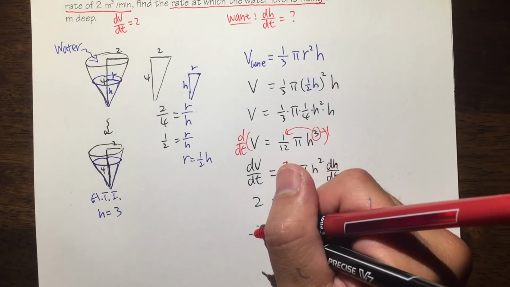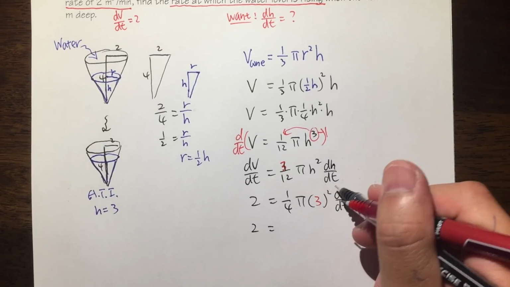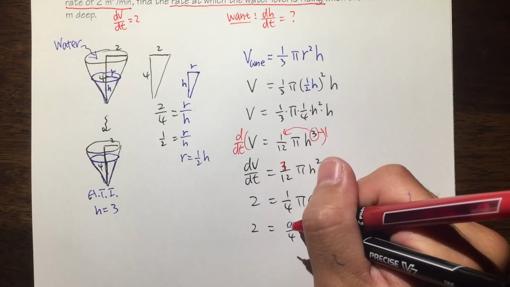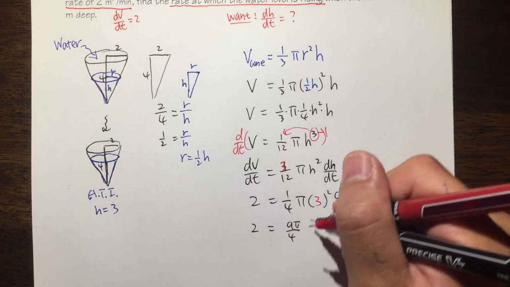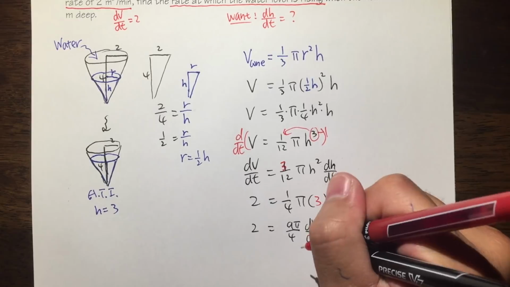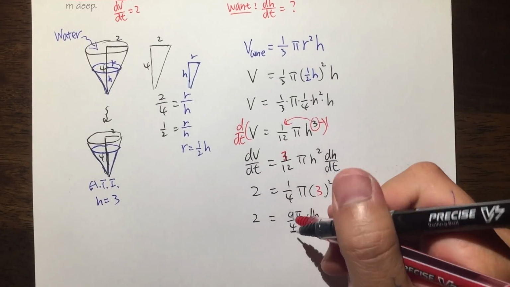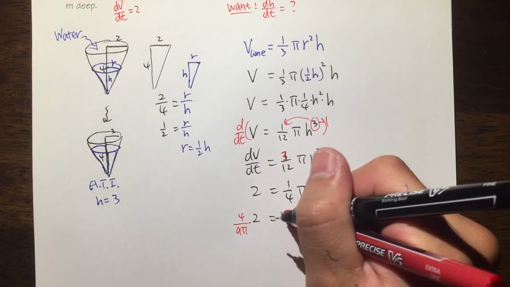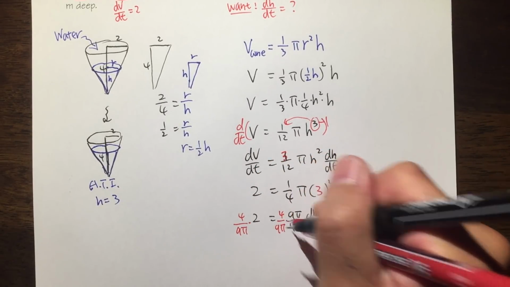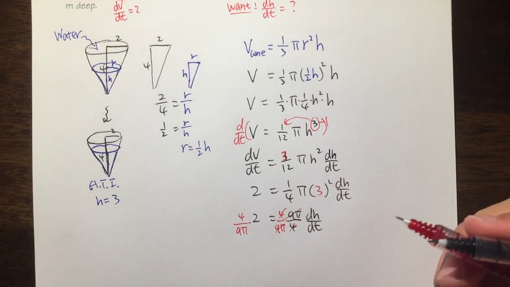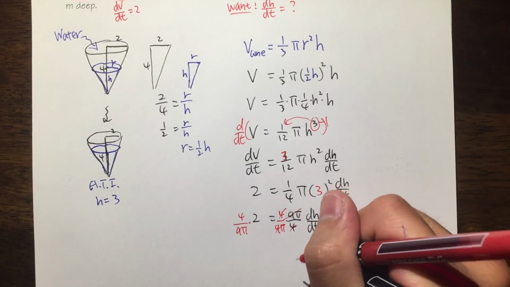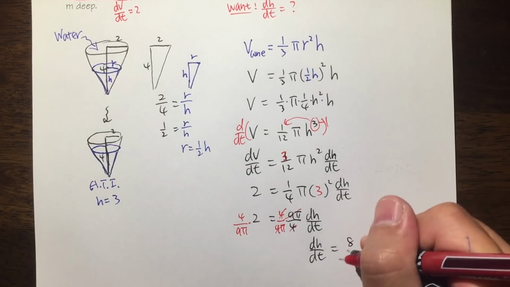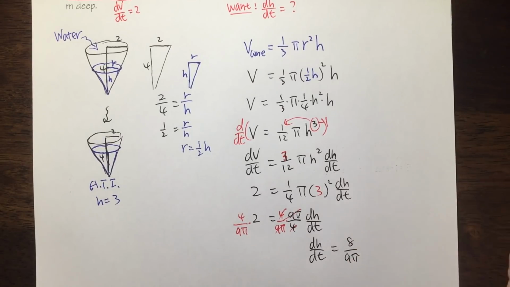Now let's work this out real quick. 2 equals, this is just 9, times 1/4, we have 9/4. Let me put a pi on the top, because now you see this is multiplying with dH/dt. We can multiply both sides by 4/9 pi, so that this cancels out, and then we get dH/dt equals 4 times 2 is 8, over 9 pi, and then we are pretty much done.